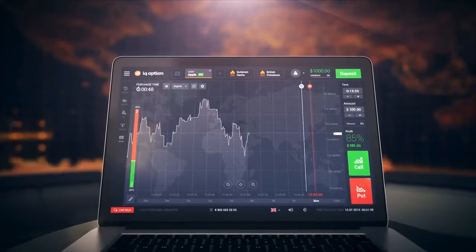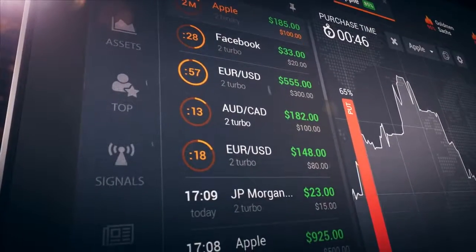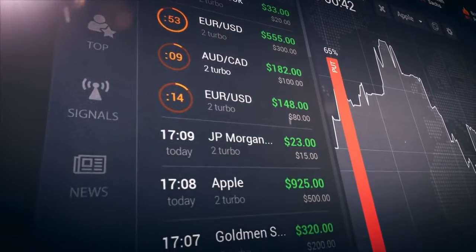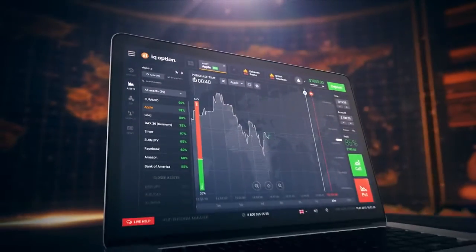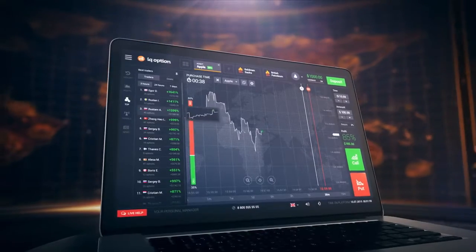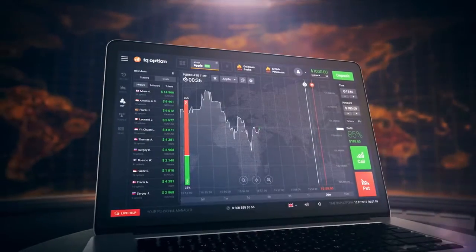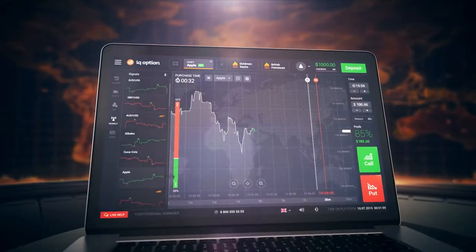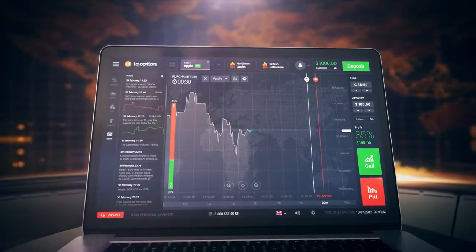On the left panel, you will find opened options. Their expiration time hasn't yet come. Expired options. Selection menu of possible trading assets. Top traders stats and best deals. Future price movement prediction based on technical analysis and relevant financial news.